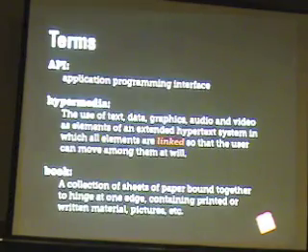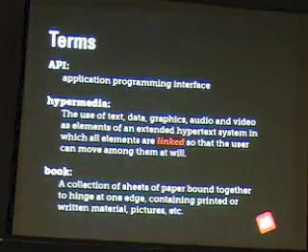So a couple terms to define. API is an application programming interface. Hypermedia is the use of text, data, graphics, audio, and video as elements of an extended hypertext system in which all elements, and this is the really important part, are linked together. So a hypermedia document has links to other hypermedia documents, and that's a really important part of that. And then a book is a collection of sheets of paper bound together, and you might see them in some of the old libraries around. The background here had a bunch of old books lined up. You can't see them.